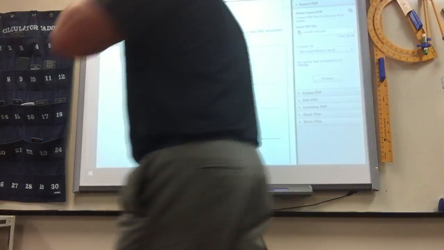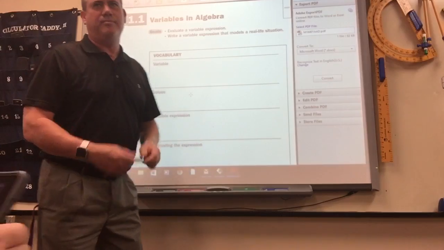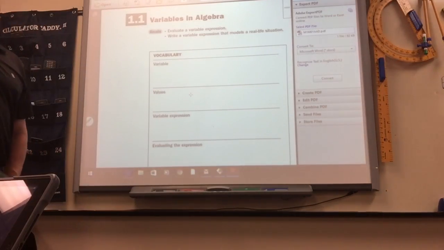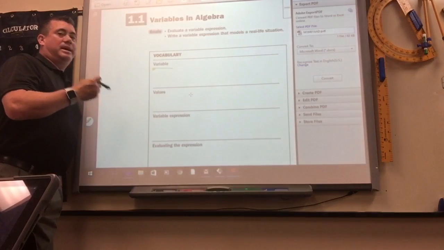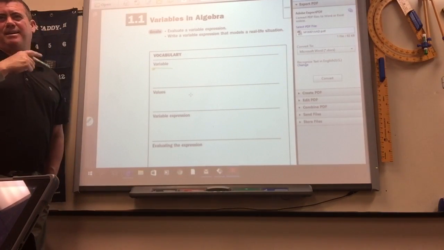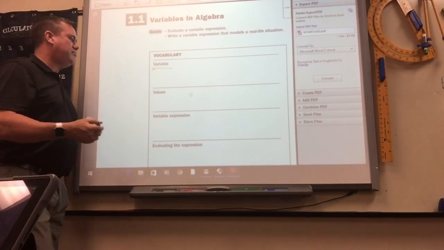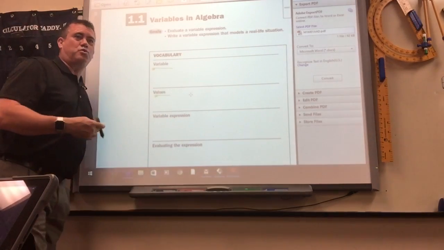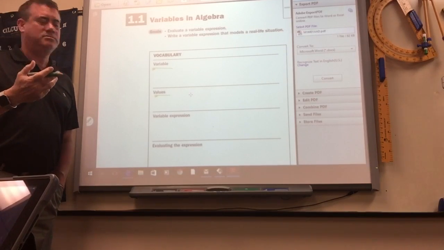All right. So this variable stuff, it's pretty simple. It's the basics, nothing real hard right away. Remember, a variable is just something that varies. X, Y, Z, it's the letters. Values is just what's assigned to them. If X equals 2, whatever.